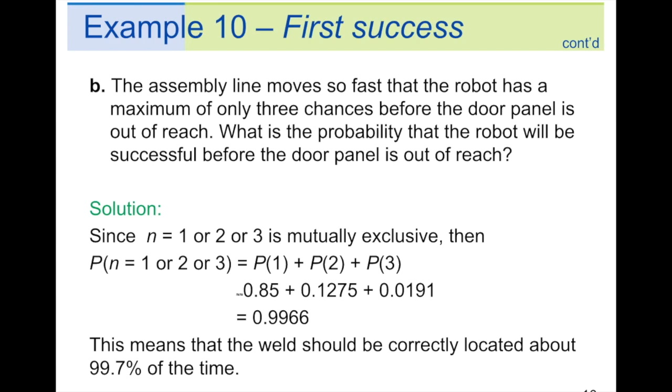The assembly line moves so fast that the robot has a maximum of only 3 chances before the door panel is out of reach. What is the probability that the robot will be successful before the door panel is out of reach?